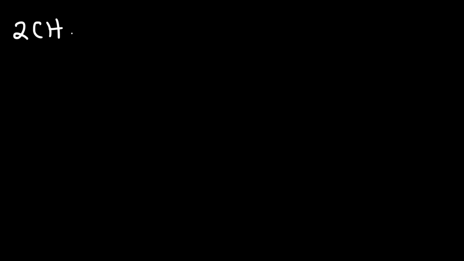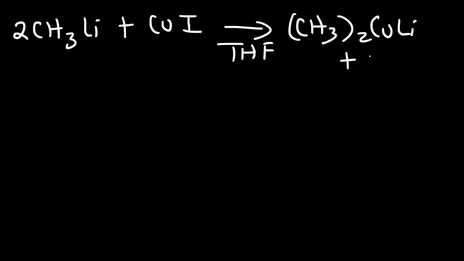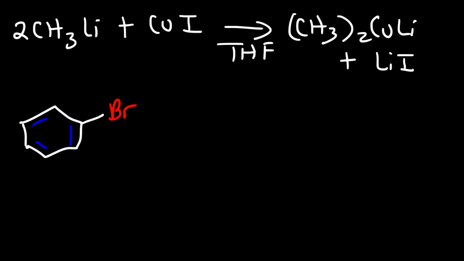So let's say we have this particular organolithium reagent and we decide to react it with copper iodide using THF, then we can get this particular Gilman reagent, and we could use it to displace a halide on a molecule. So let's say we have bromobenzene. Let's go back to this example. And let's react it with the Gilman reagent.